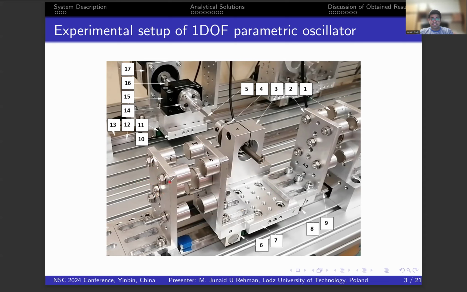In this work, we have analyzed this system with 1 degree of freedom. So we actually have two trolleys. We allowed one trolley to move, and we have restricted the other trolley, number 10. And these two trolleys are connected with each other by a rectangular shaft.